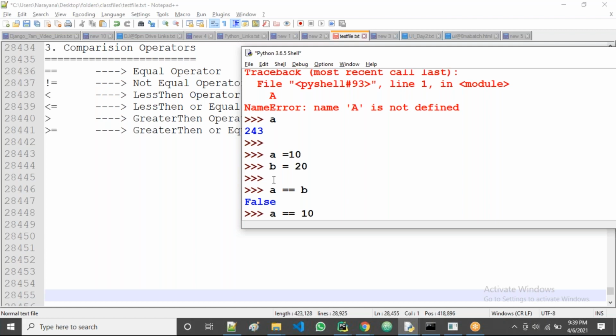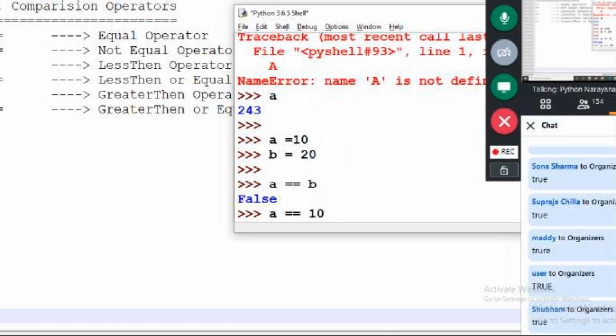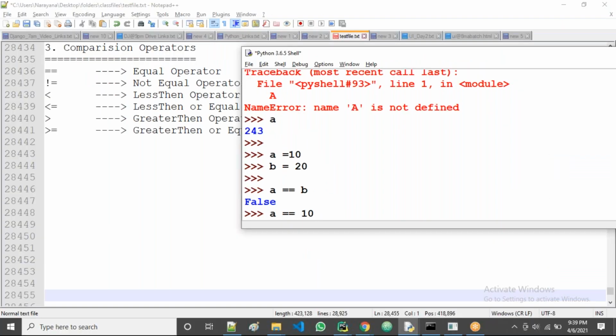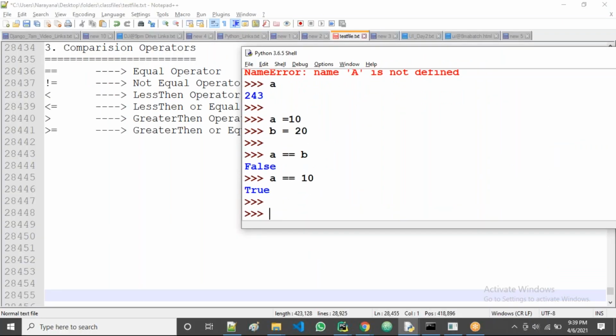I am taking here a equal to 10. Is this true or false? See, already what is a value? A value is 10. So I am comparing 10 equal to 10, right? So this is true.